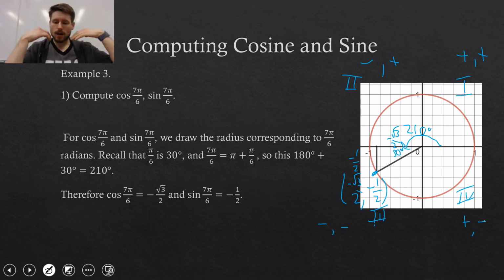But anyway, coming back to this problem, cosine of 7 pi over 6, that's the same as cosine of 210, which is negative root 3 over 2, the x-coordinate. Sine of 7 pi over 6 is the same as sine of 210, and that's negative 1/2, the y-coordinate.